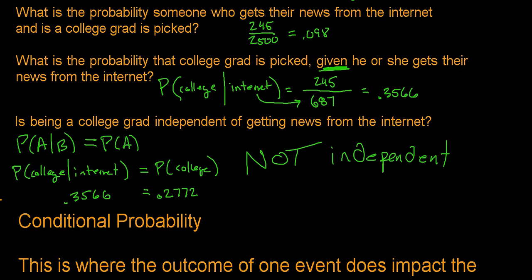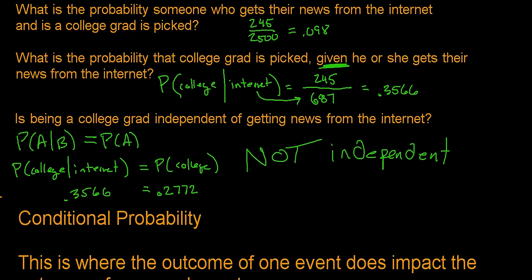And this actually makes sense. There's a 27% chance that somebody is a college graduate. However, if you get your news from the internet, the chance of you being a college graduate goes up to about 36%. This means that getting your news from the internet does impact, or there is an association with, you being a college graduate. You are more likely to be a college graduate if you get your news from the internet. So this shows that the two events are not independent. If they would have been equal, it would show that they are independent.